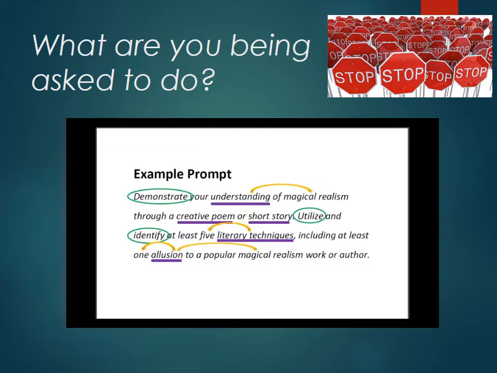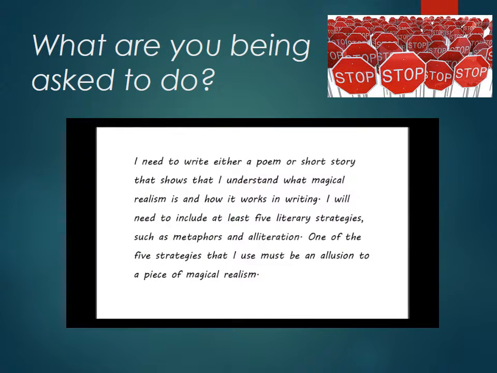Next, look for nouns and adjectives that describe the details of the task. Draw arrows from the original nouns to their descriptors. In this case, you are demonstrating your understanding of magical realism using 5 literary techniques and 1 allusion related to magical realism. Once you have annotated your prompt, it's important that you put it all together by rewriting the prompt in your own words. This will help you determine whether or not you really understand the parameters of the assignment. Analyzing and annotating your prompt is a critical step in the writing process and must carefully be considered before selecting a topic so that you can ensure your choice will fulfill the assignment expectations.